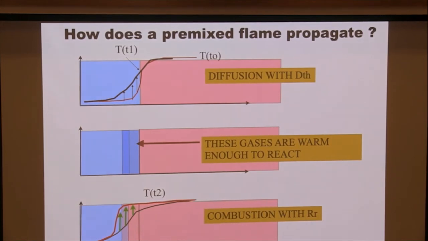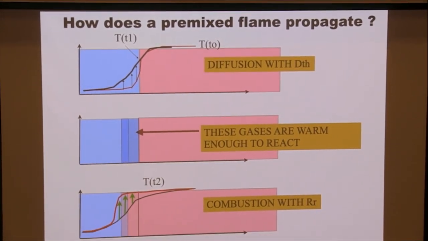And it explains also why a premixed flame cannot move without the combination of the two. You need to diffuse, and once it's hot enough, then it burns. And all of this must occur on 0.5 millimeter, so that the flame can actually make progress. Now, at the end of the day, you see that it's a very complicated animal. And well, it works.